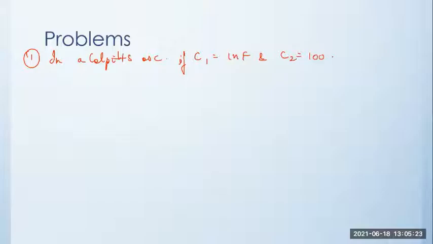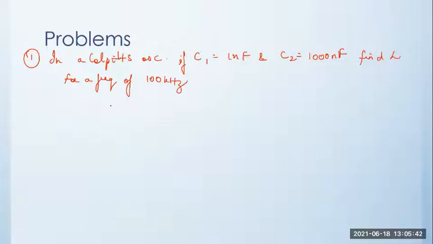You can write down the first problem. In a transistor Colpitts oscillator, if C1 is 1 nanofarad and C2 is 1000 nanofarad, find L for a frequency of 100 kilohertz. Do it.